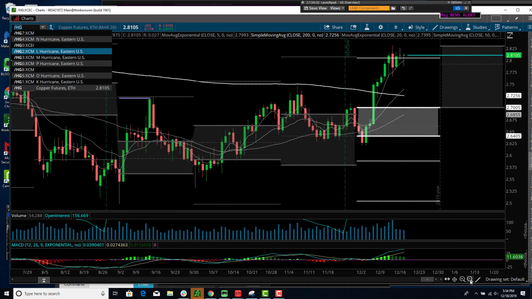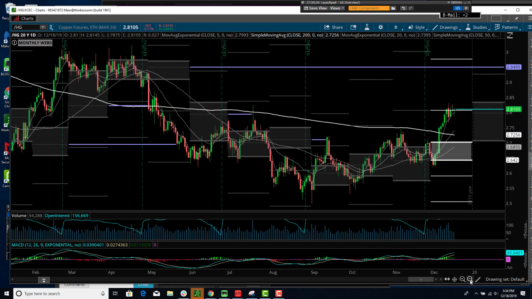Copper had this big move about two weeks ago and is now above the 200-day moving average. Notice what it's doing here. It's putting in a little bull flag, so it's not giving it back. And notice, of course, our indicator is doing a great job.